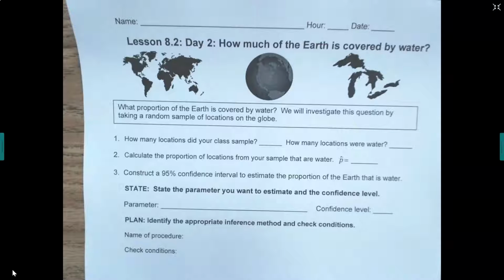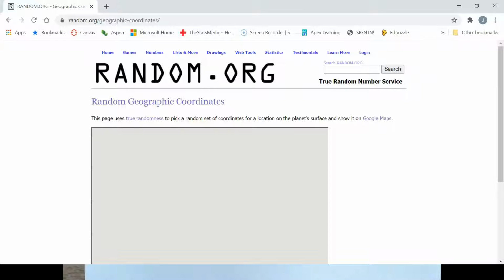All right, so for today's scenario, we're going to estimate what proportion of the Earth is covered by water. We're going to investigate this by taking random samples of locations on the globe. And I have done this, but I wanted to show you how I did this.